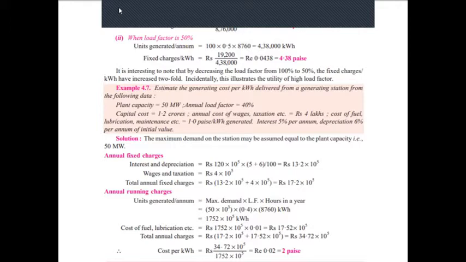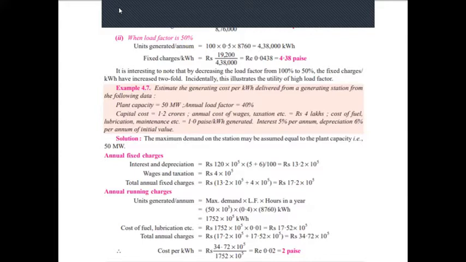Whereas for running charges, see the amount that has been spent for fuel, for example, if you have a thermal power plant, fuel forms the major part, is it not? So the cost incurred in fuel is nothing but the running charges. Even the lubrication cost, that is oil that is used for lubrication of various mechanical parts, is also coming under running charges. You have considered these in the last class.